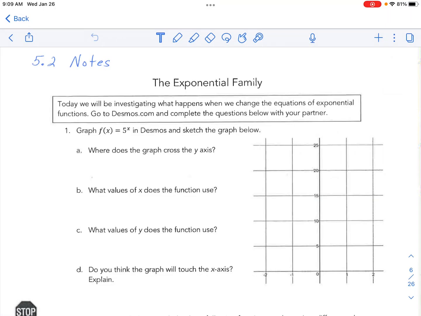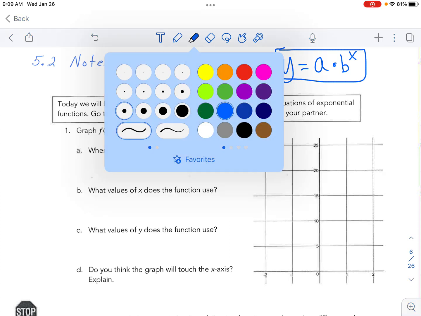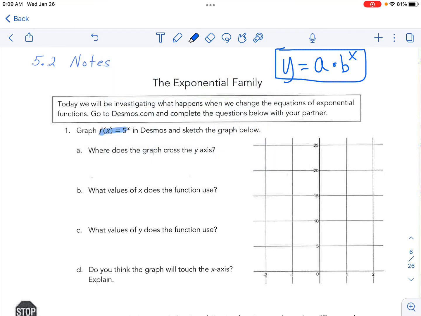Okay, so now in the last unit we have defined what it means to be an exponential equation or an exponential function. We know that we're dealing with equations that have this form of a times b to the x. That's our basic structure for the exponential family. And so we're going to start looking at this as more of a function and less of a sequence. So we're going to start the conversation with this exponential equation. And so today we'll be investigating what happens when we change the equations of exponential functions.